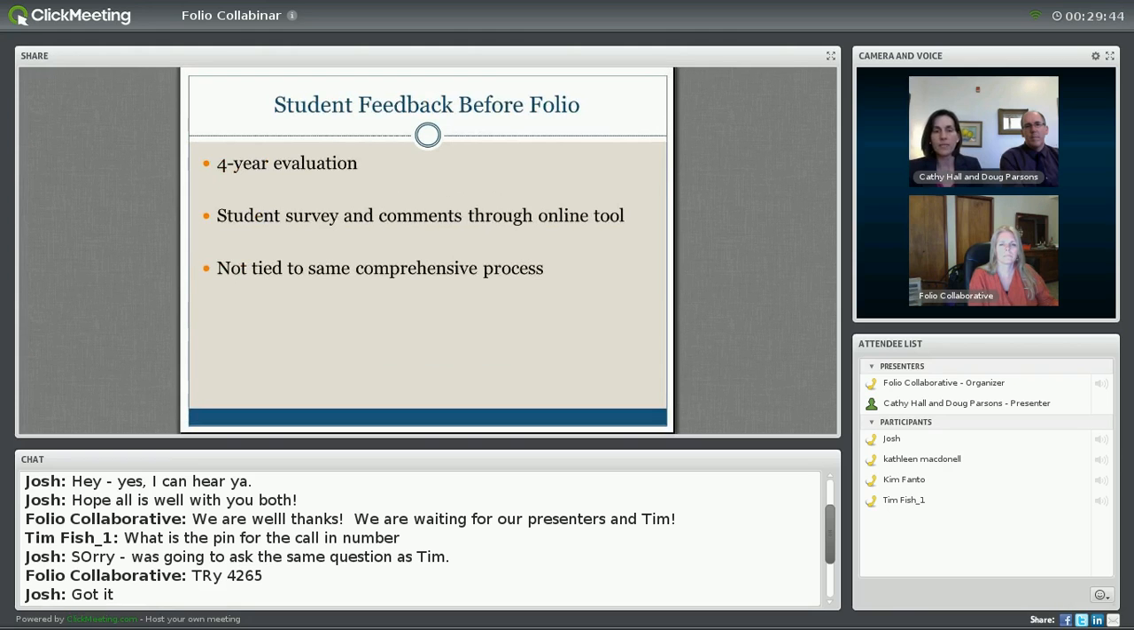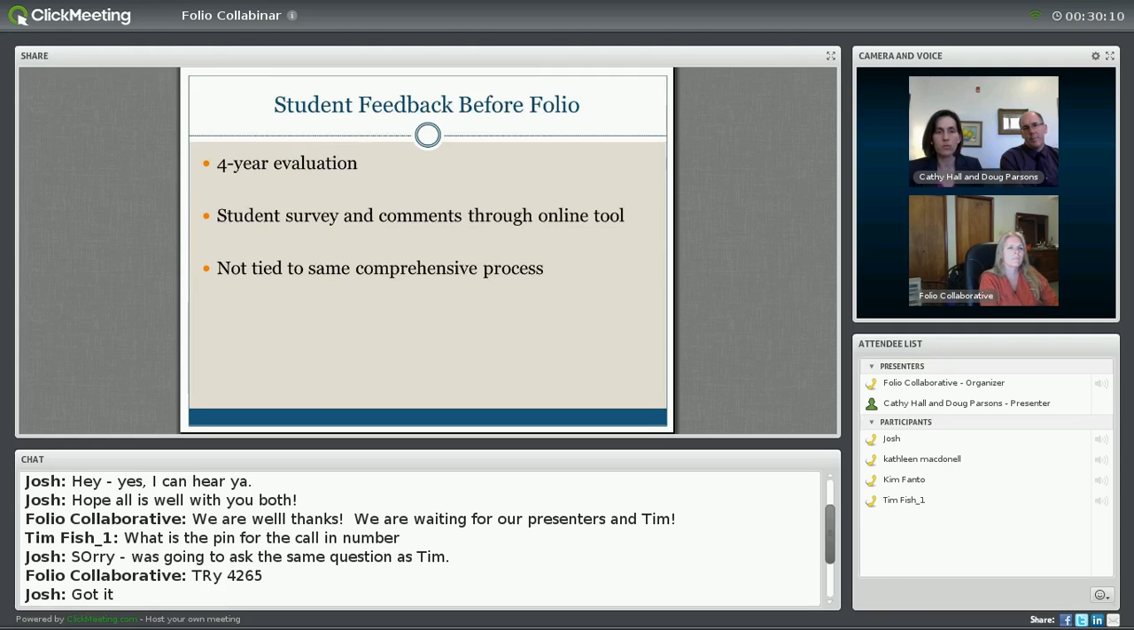Before Folio, we had a 4-year evaluation process, which was pretty cumbersome and very paper-heavy. There was a student survey component to that. We also used student feedback on an as-needed basis. For example, if a teacher was going through a probationary process, we might use it a couple times during that, or to shore up someone's confidence in something they were doing.